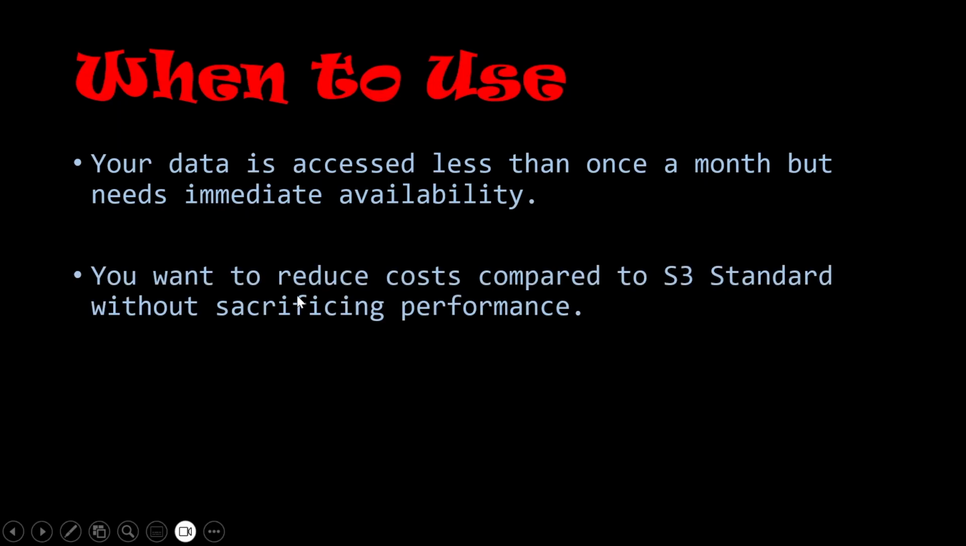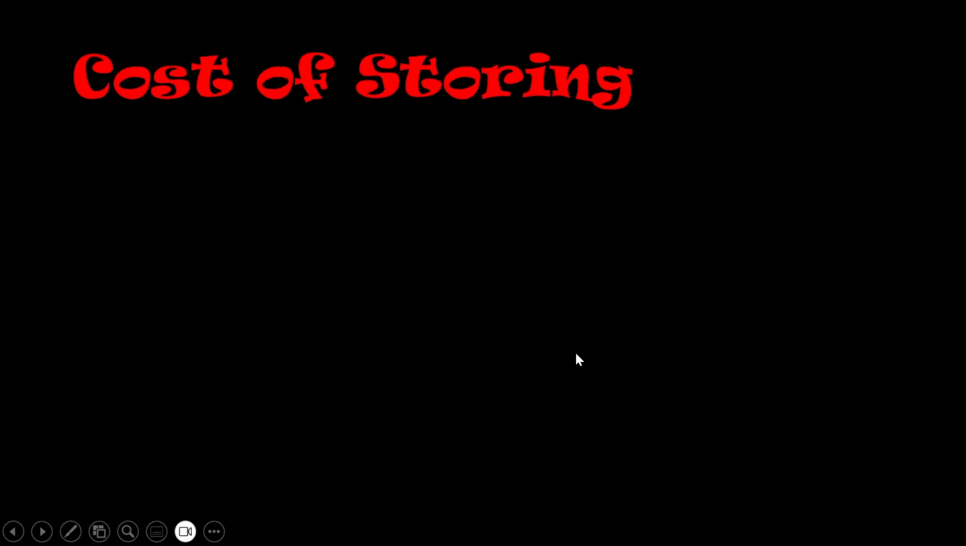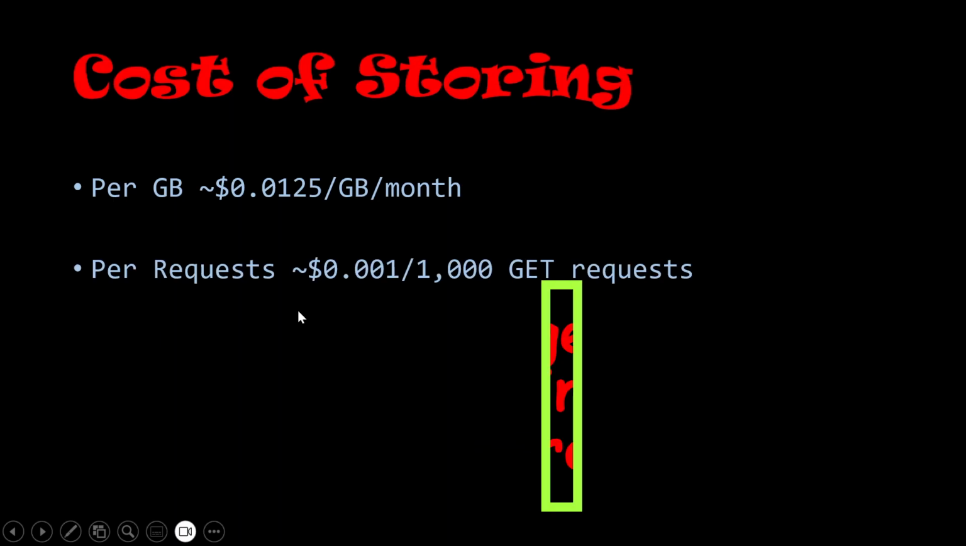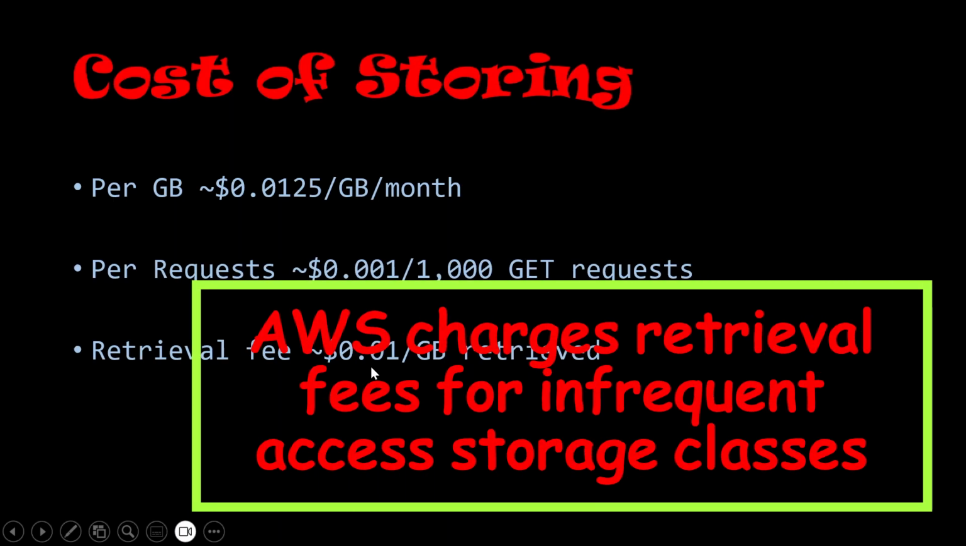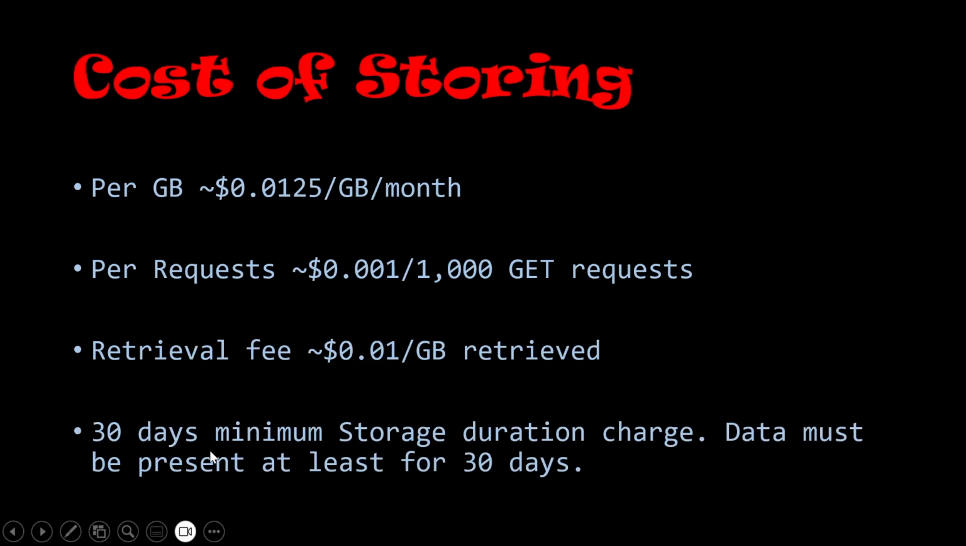When you want to reduce the storage cost compared to S3 Standard without sacrificing the performance, then you can use this storage class. So what is the cost of storing the object in this storage class? You have to pay per GB, which is 50% less when compared to S3 Standard. You have to pay per request and you will be having an additional retrieval fees, which is not present in S3 Standard. If you think of storing your data in this storage class for frequent access, as the cost is less when compared to Standard, because of this retrieval fees and per request fees, you have to pay more when compared to S3 Standard. So choose wisely.